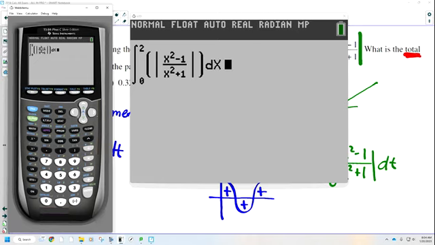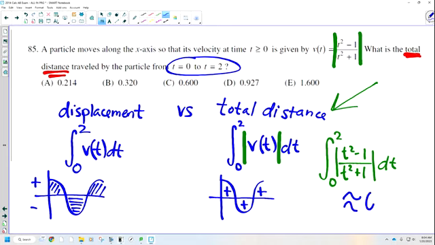And we come up with 0.927, so that's approximately 0.927, which is choice D.